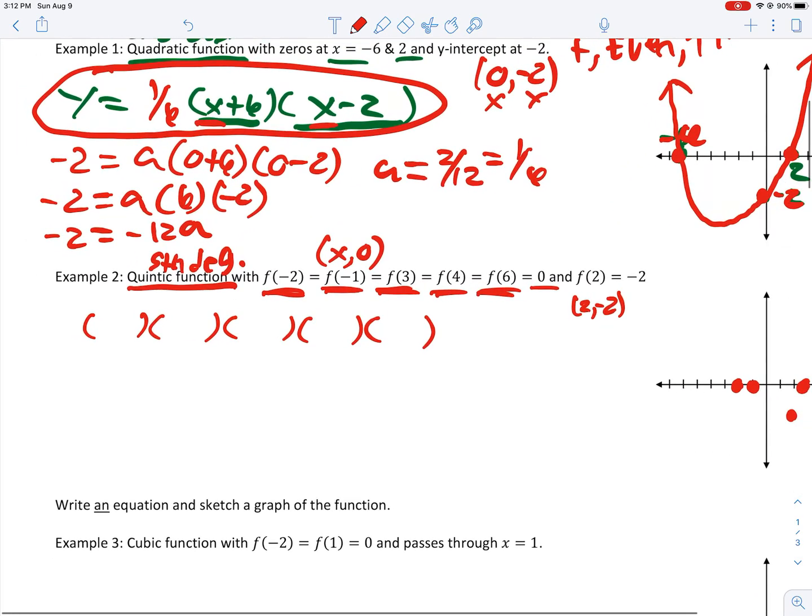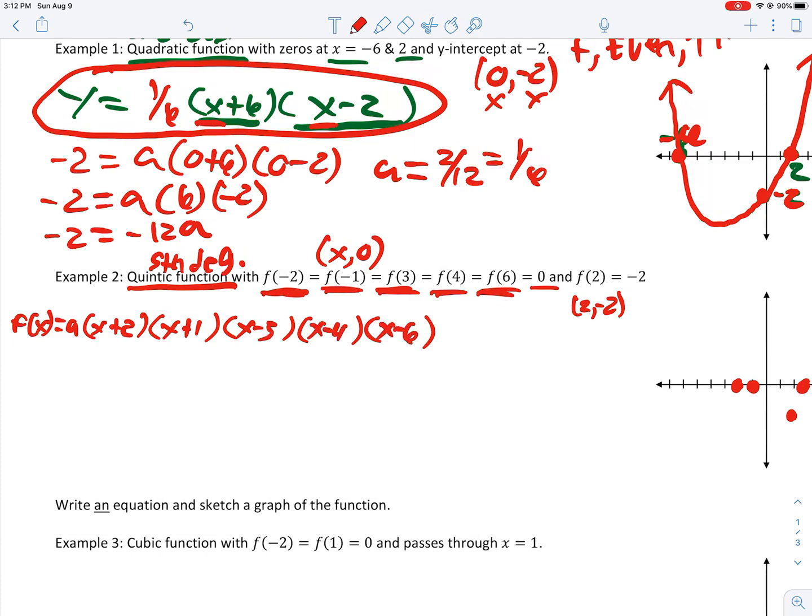Okay, so for writing our equation, f of x equals, what factor gives you a zero of negative 2? What do you plug negative 2 in to get 0? That would be x plus 2. This would be x plus 1, x minus 3, x minus 4, x minus 6. They're just opposites of each other. If the zero is negative 2, the factor would be x plus 2. If the zero or x-intercept is negative 1, the factor is x plus 1. If the zero is positive 3, the factor would be x minus 3. It's opposite signs.